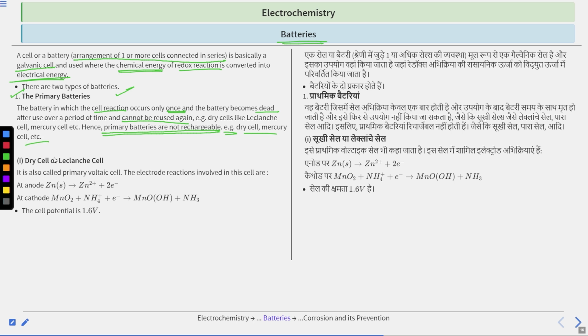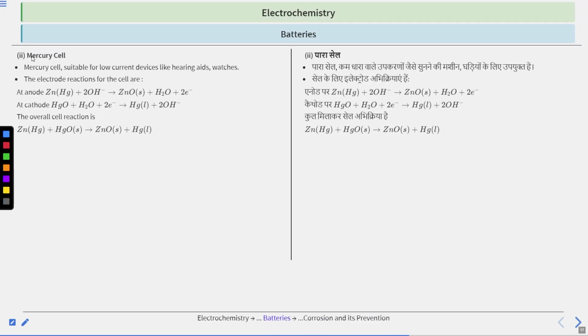Under the primary cells, we have first category, that is dry cell or Leclanche cell. It is also called primary voltaic cell. The electrode reactions involved in this cell are, at anode: Zn giving Zn2+ plus 2 electrons, and at cathode: MnO2 plus NH4+ plus electron giving MnOOH plus NH3. The cell potential for this cell is 1.6 volt.